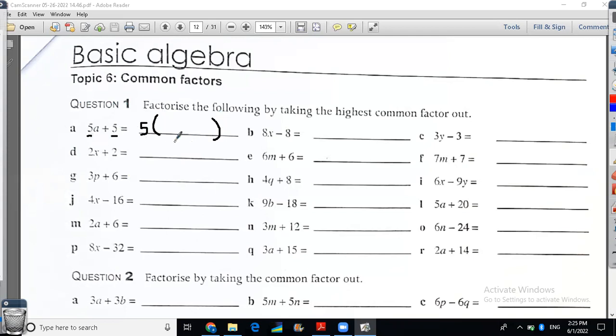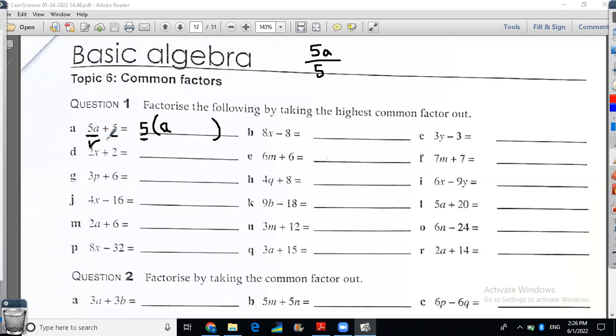Good. What are we supposed to write inside the brackets? Inside the brackets, we're going to divide 5a by 5. What is 5a divided by 5? We divide the numbers first, then the variables. I don't have variables here, so 5 divided by 5 is 1. So 5a divided by 5 is 1a. Of course, all of you know that we don't write the 1, so it's only a. Done with the first one.